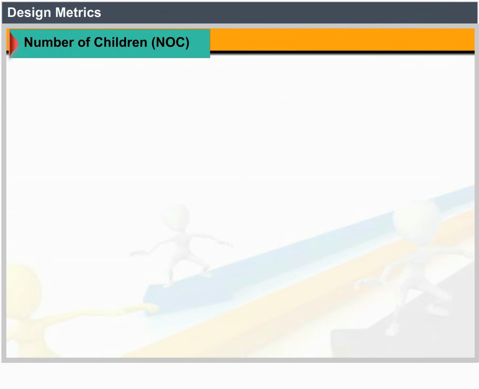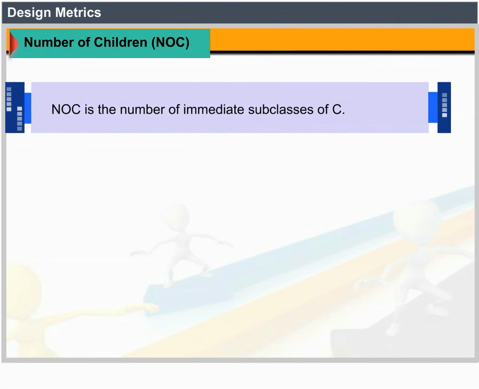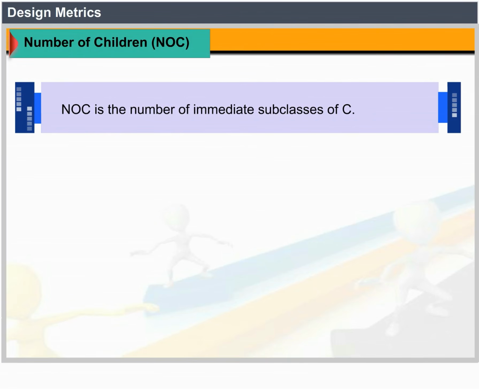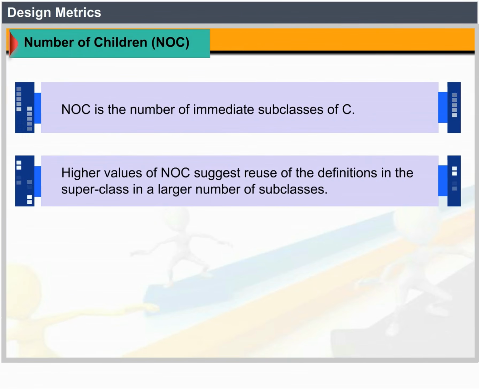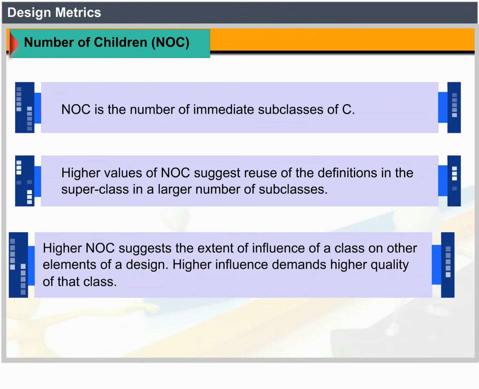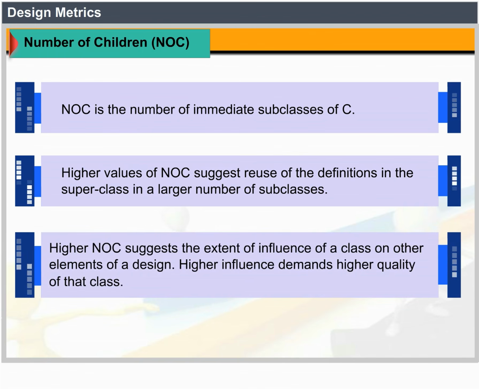Number of children, NOC. NOC is the number of immediate subclasses of C. Higher values of NOC suggest reuse of the definitions in the superclass in a large number of subclasses. Higher NOC suggests the extent of influence of a class on other elements of a design. Higher influence demands higher quality of that class.